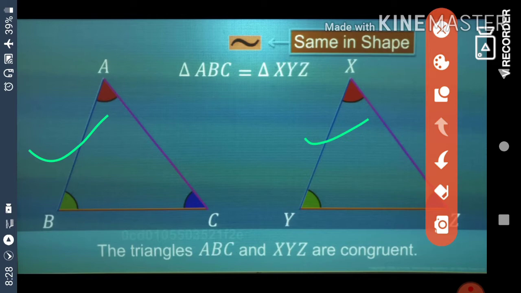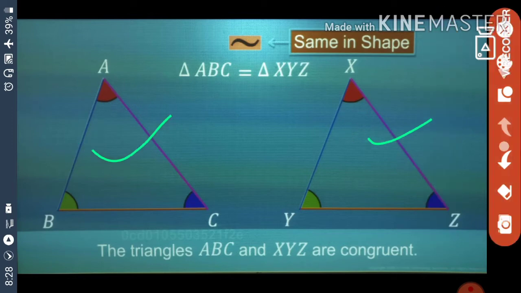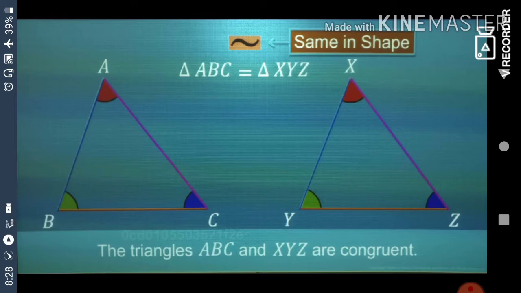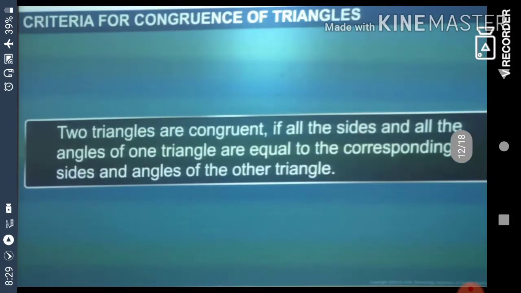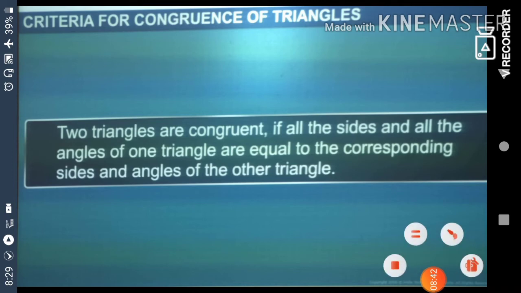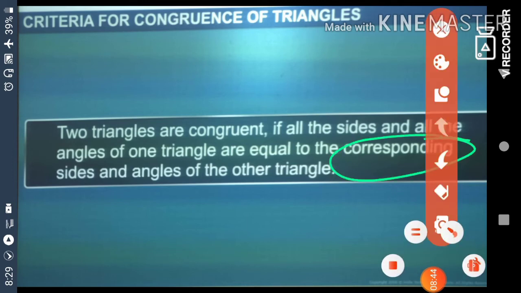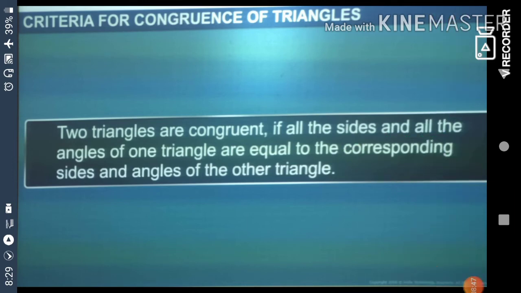It means in order to be congruent, the two figures should have the same shape and the same size. Then only we can say that the given triangles ABC and XYZ are congruent: same in shape and same in size. Now the two triangles are congruent if all the sides and all the angles of one triangle are equal to the corresponding sides and angles of the other triangle.